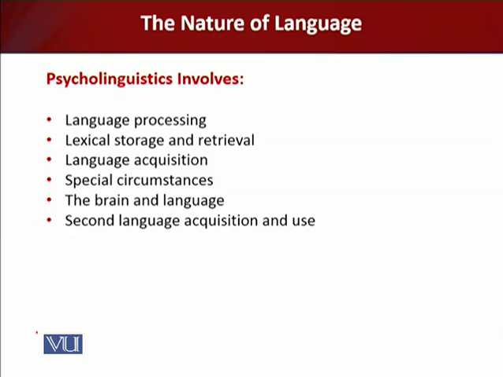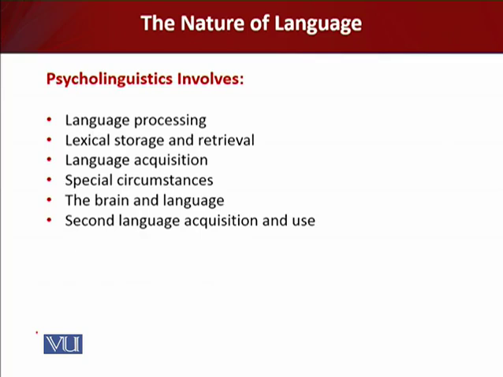Under this nature of language, we have certain factors that psycholinguistics includes. One is language processing. Language processing refers to reading, writing, speaking, listening, and memory. For instance, how words on paper are turned into meaning in the mind. So that basically takes care of language processing.